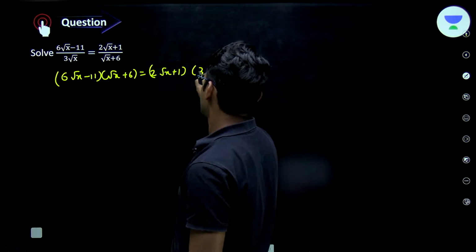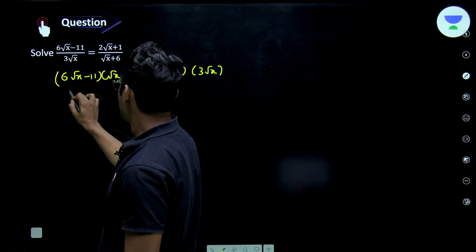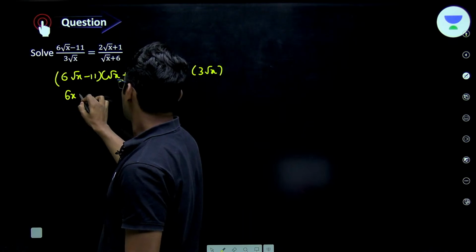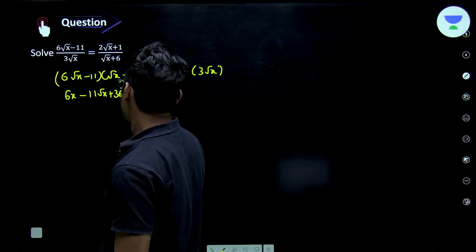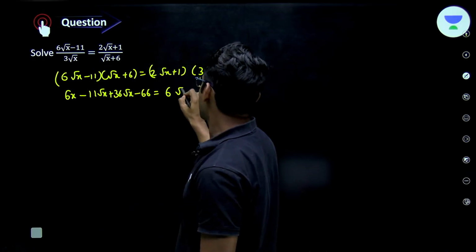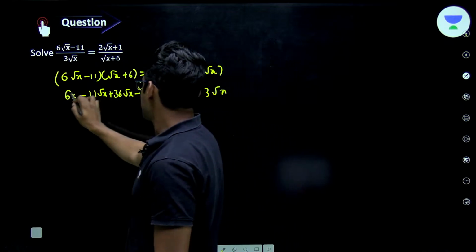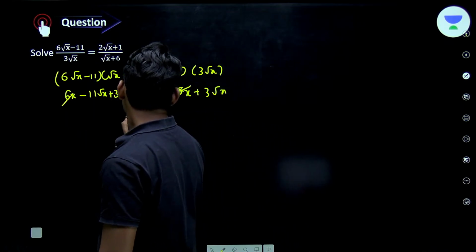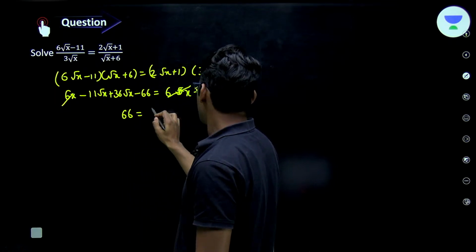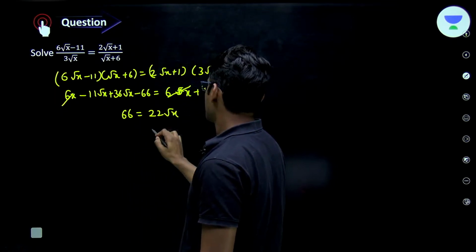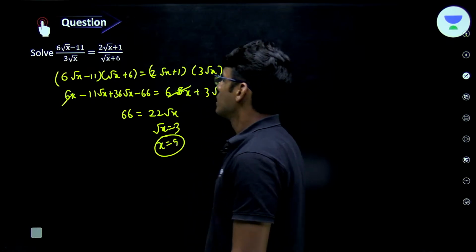10 is enough. 3 root x. I have just cross multiplied it. Now 6 root x into root x is 6x. Minus 11 root x plus 36 root x minus 66. This is 6 root x, 6x plus 3 root x. 6x and 6x gets cancelled. 66 equals 22 root x. Root x equals 3, x equals 9.